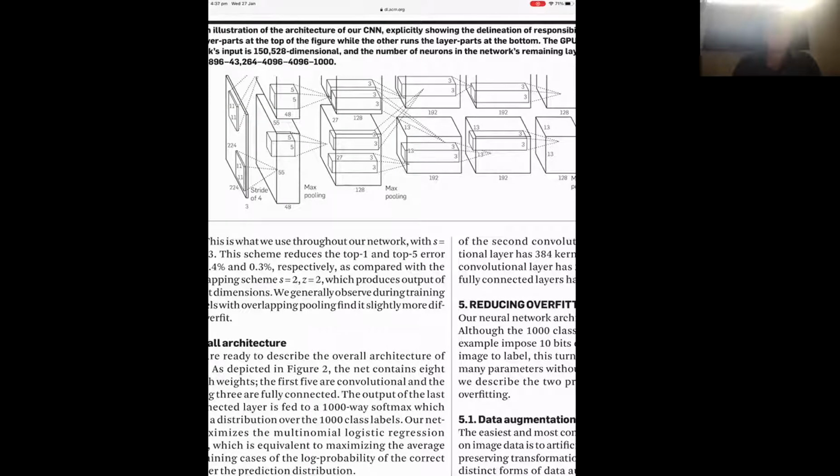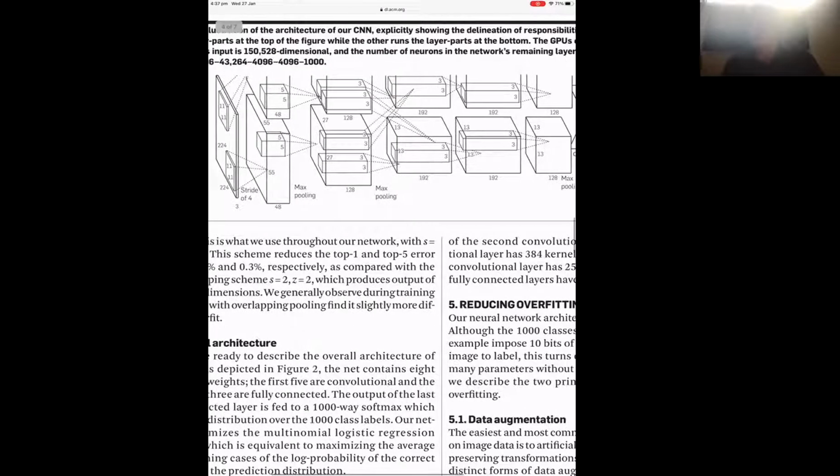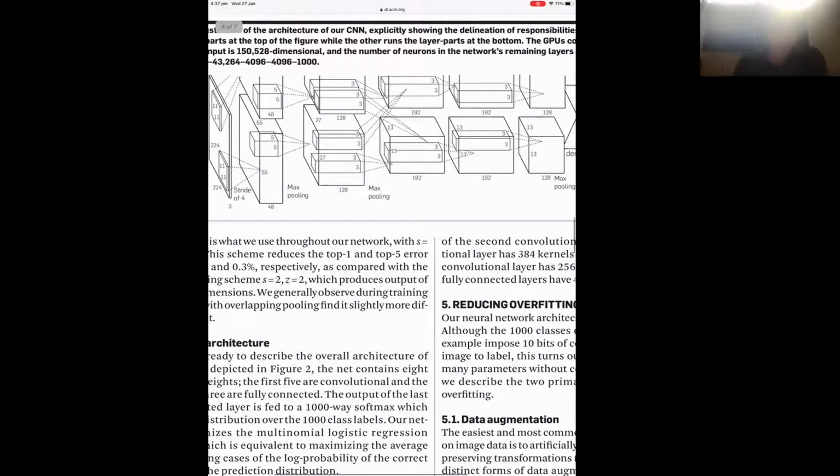What's the size of the first convolution? In AlexNet, 11 by 11. So that by today's standard is quite a big convolution. Okay, now and then there's 5 by 5 convolutions and 3 by 3 convolutions. So there's about 10 layers or so.